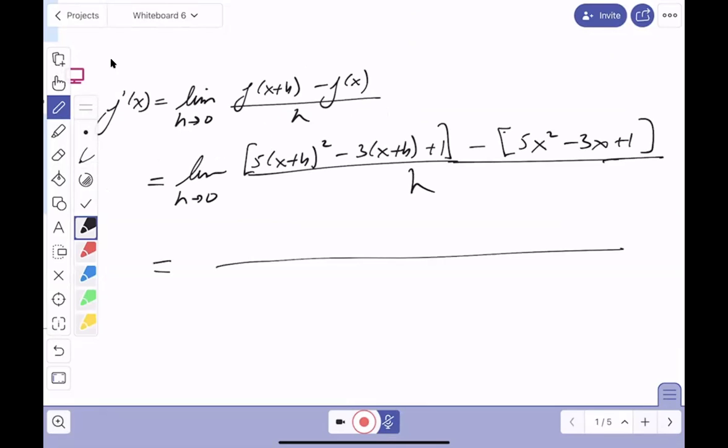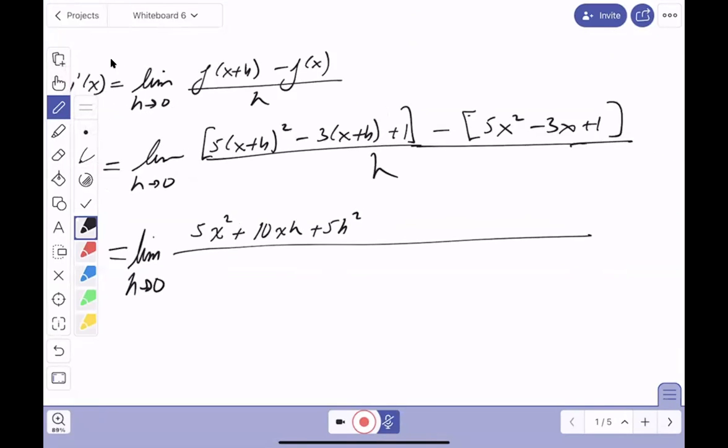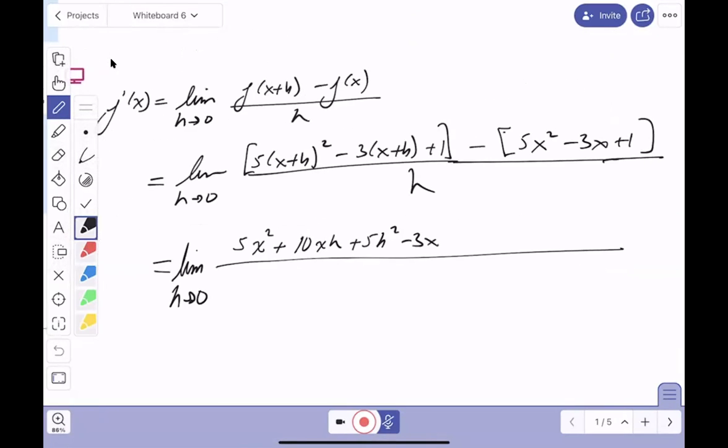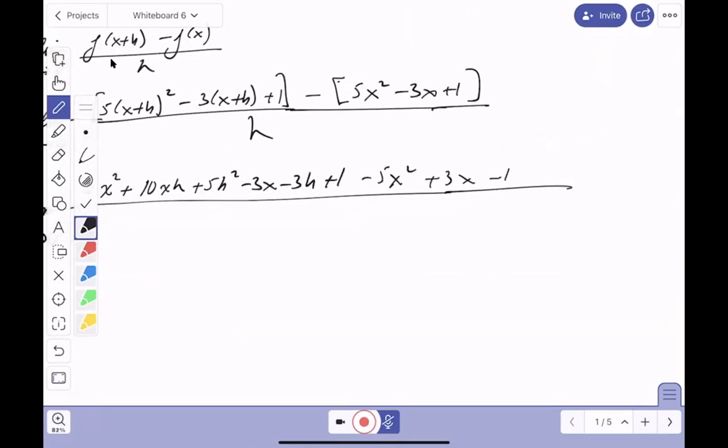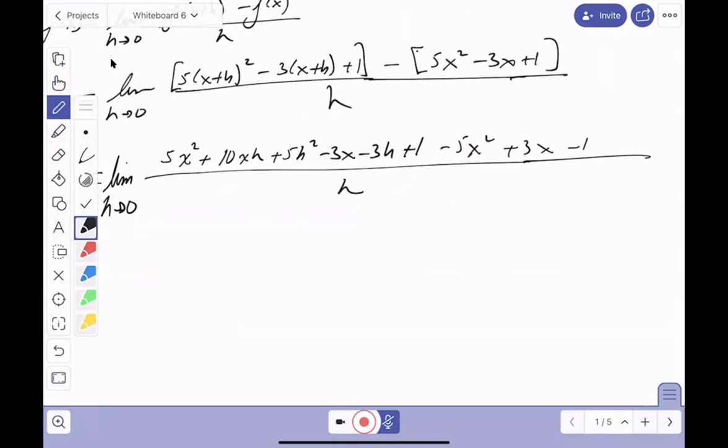It's work. I will get the same answer though. What do I get? I get 5x squared plus 10xh plus 5h squared, oh, it's going to be a long work, minus 3x minus 3h plus 1 minus 5x squared plus 3x, right? Plus 3x, yep, minus 1. Well, over h, a lot of work to do.